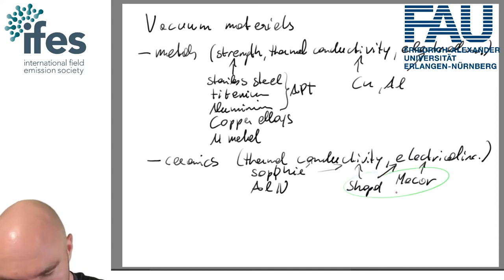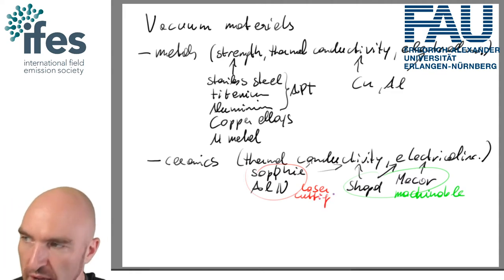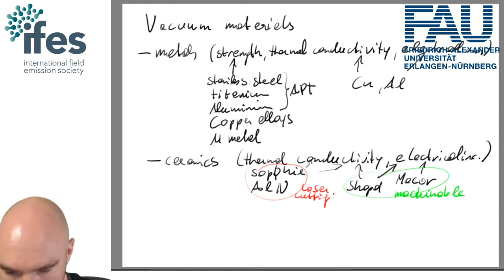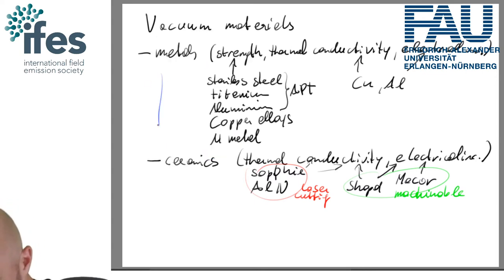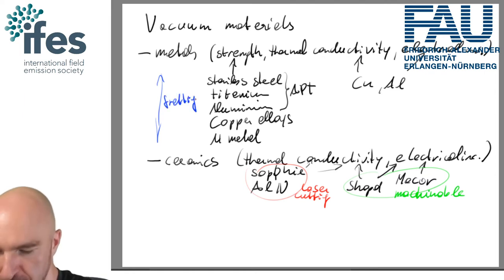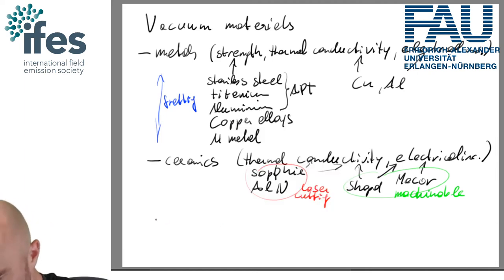Okay, so these two are machinable, whereas these two here you need to do by laser cutting. But you can even get diamond these days laser cut into shapes that you need for anything here. We can combine those two things here as well by fritting. And I'm going to leave glass out because we're not going to go into detail of the different glasses.